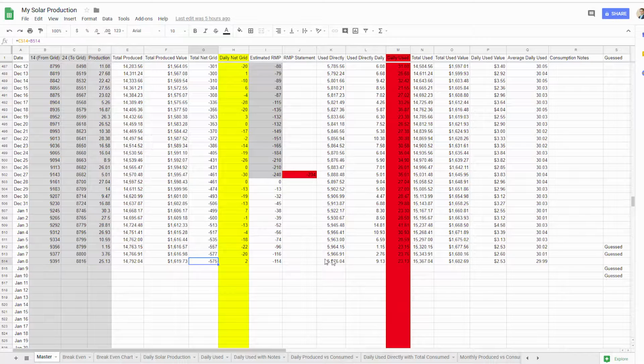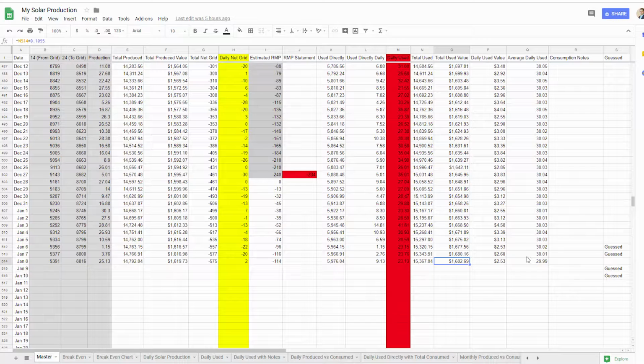Some other cumulative numbers here. I have consumed directly nearly 6,000 kilowatt hours from the sun versus over here my total consumption is 15,000 kilowatt hours. And then my total consumption value is at almost $1,700, 1682. And then my total average for all time is hovering right around 30 kilowatt hours in the last 17 months of consumption.